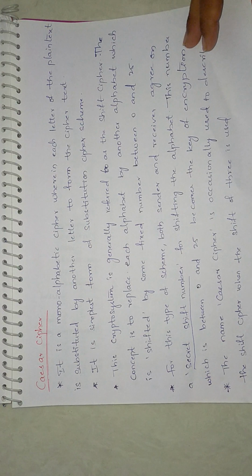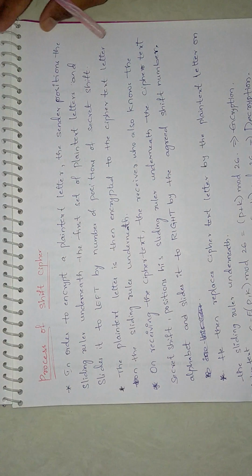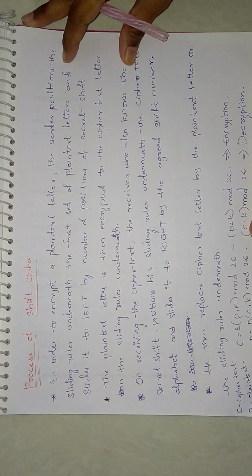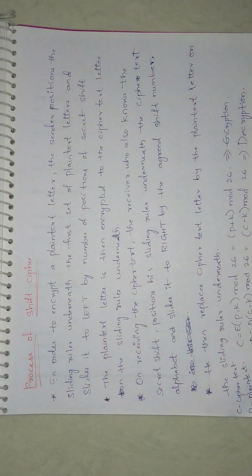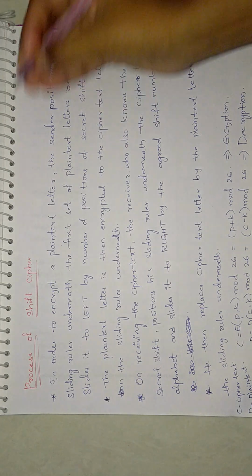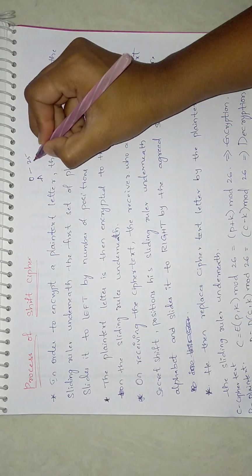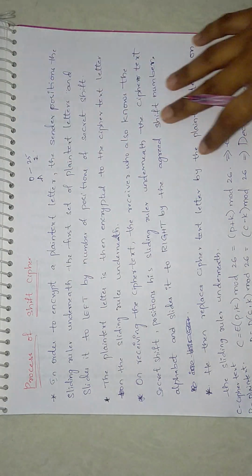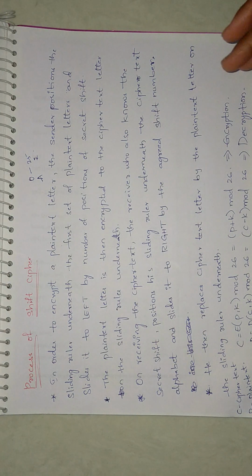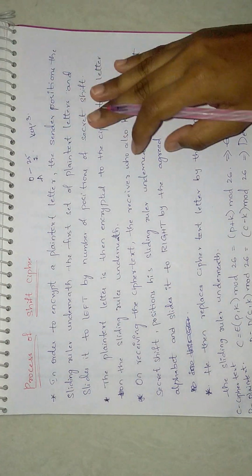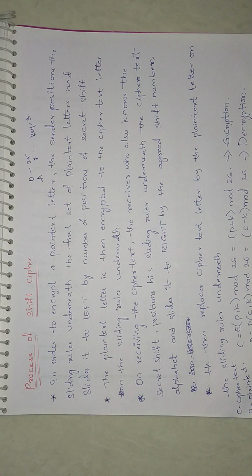Now I'll explain the process, and then we will go with the example, so you can understand it very easily. For this process, we have to consider the alphabet as 0 to 25. A starts with 0 and Z ends with 25. It's not 1 to 26, it's 0 to 25. That is one point, and the other is that we need the key value, which in the Caesar cipher is 3, and then it is like a sliding ruler underneath the other.